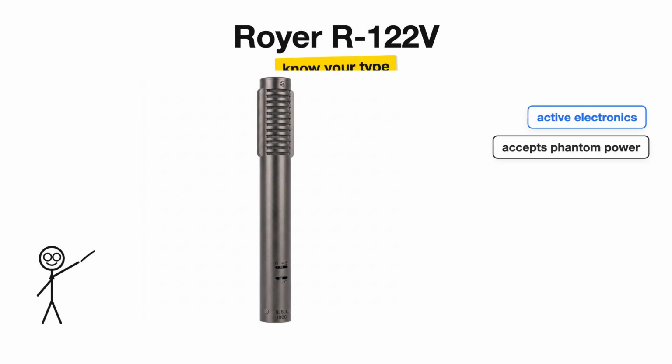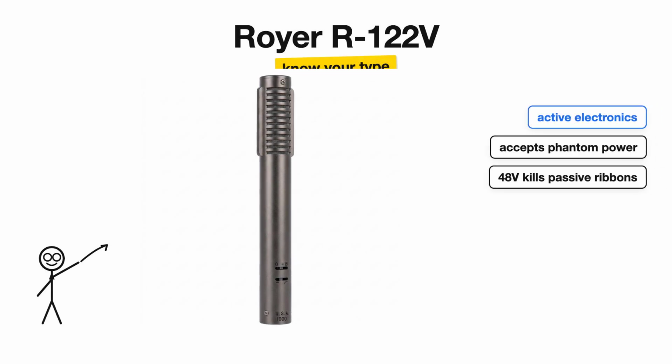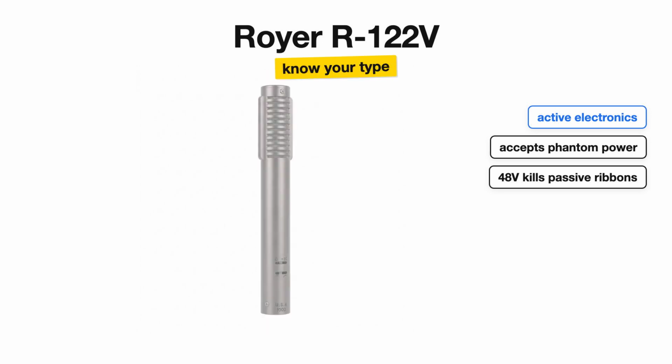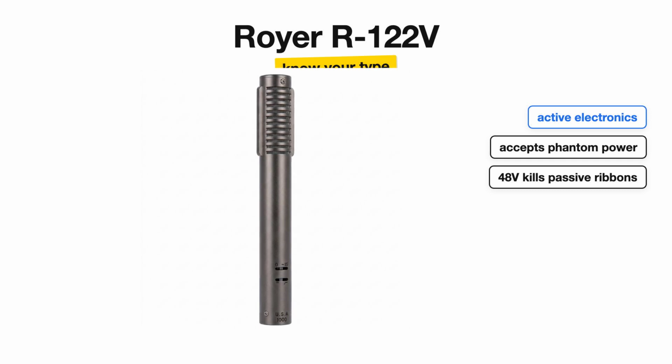One critical warning: classic passive ribbon mics and phantom power do not mix. If you accidentally send 48 volts through a vintage passive ribbon mic, you can instantly destroy the ribbon element. Modern active ribbon mics, like the Royer R122, are specifically designed to accept phantom power because they carry active electronics inside. Know which type you have before you press that 48V button.